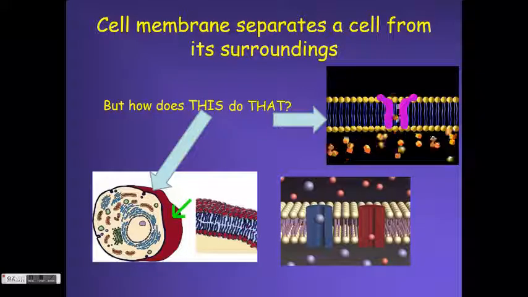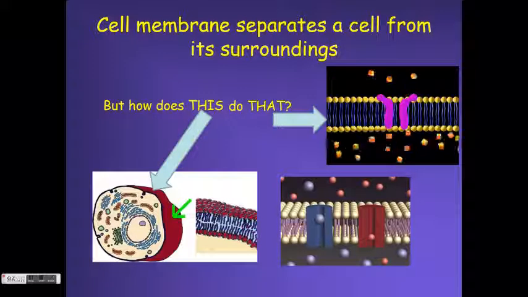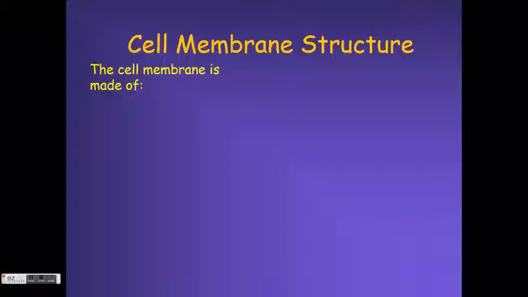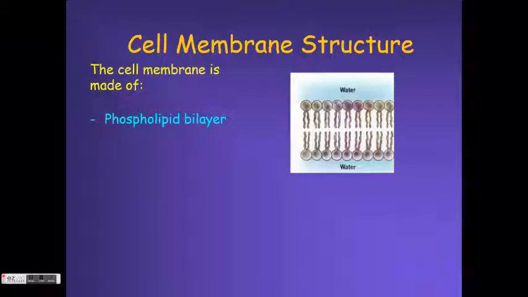In order to understand that, we have to take a more specific look at what the cell membrane is made out of. The cell membrane is made out of two basic parts. One is called a phospholipid bilayer. Big scientific word, but we'll make sense of that in just a moment. This is a picture of what that phospholipid bilayer is going to look like.